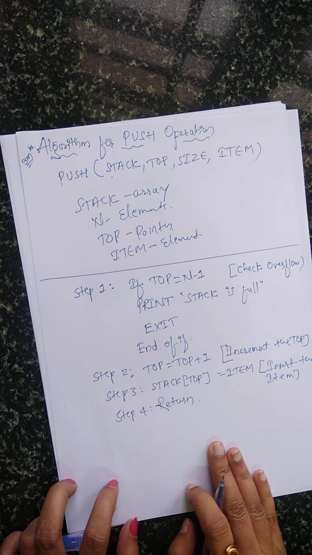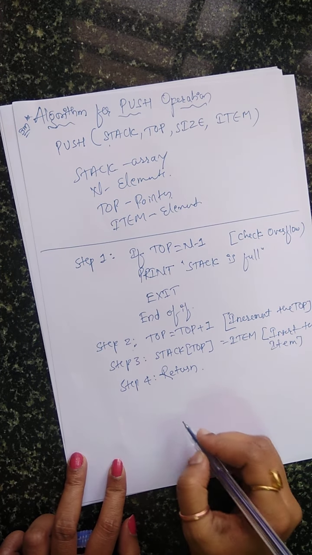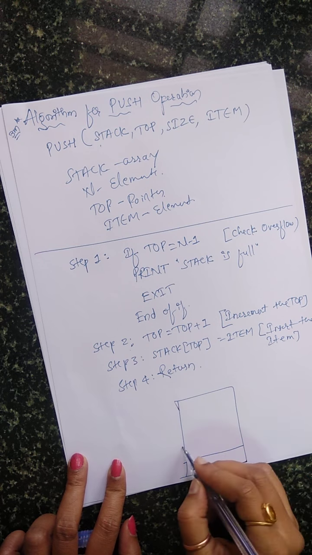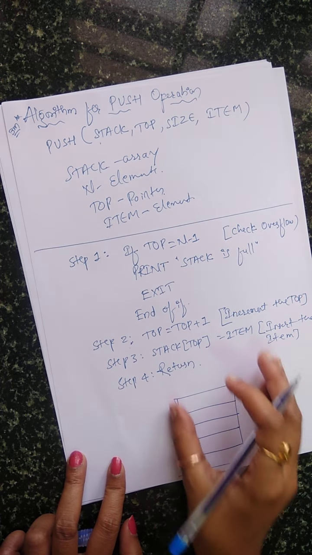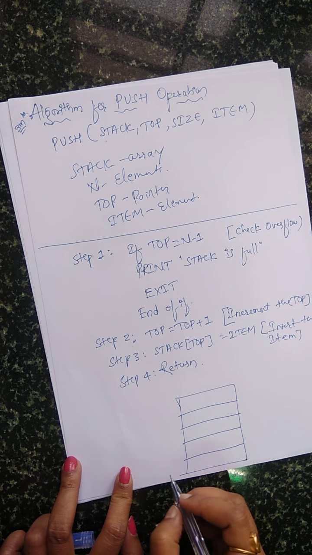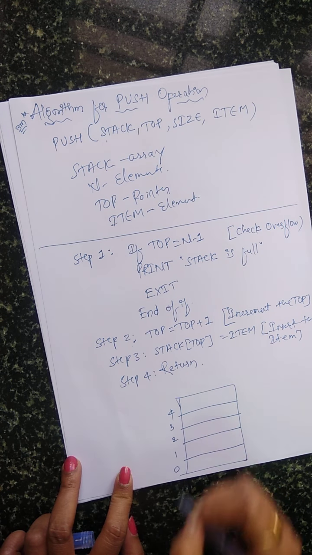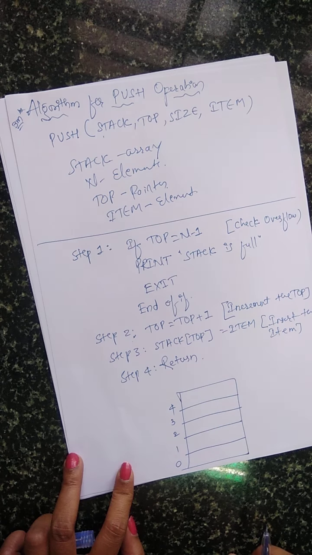Now how it works, we'll trace the algorithm. Done. So suppose this is your stack: 1, 2, 3, 4 and 5. We have 5 blocks, meaning the size is 5. But how will it be stored? 0, 1, 2, 3 and 4. So always it is like arrays, 0 to n minus 1.